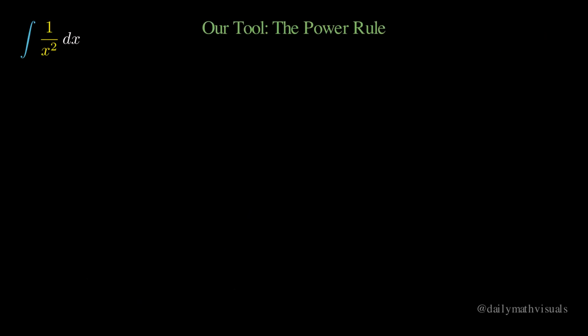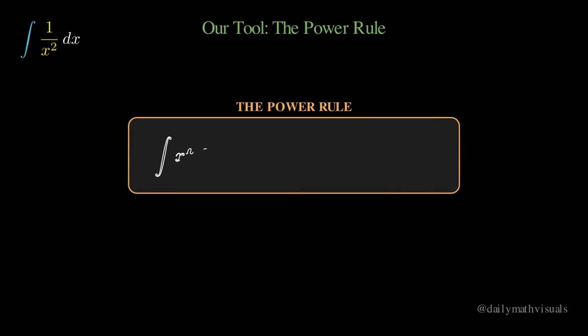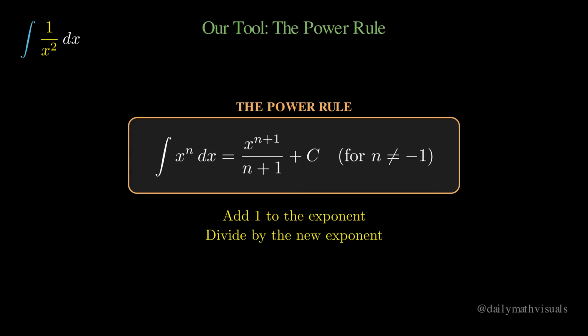Now, instead of computing infinite sums, we have a powerful shortcut, the power rule for integration. The power rule states, the integral of x to the n equals x to the n plus 1 divided by n plus 1 plus a constant c. This works for any n except negative 1. The recipe is simple. Add 1 to the exponent, then divide by that new exponent. Let's see why this works by checking the derivative.